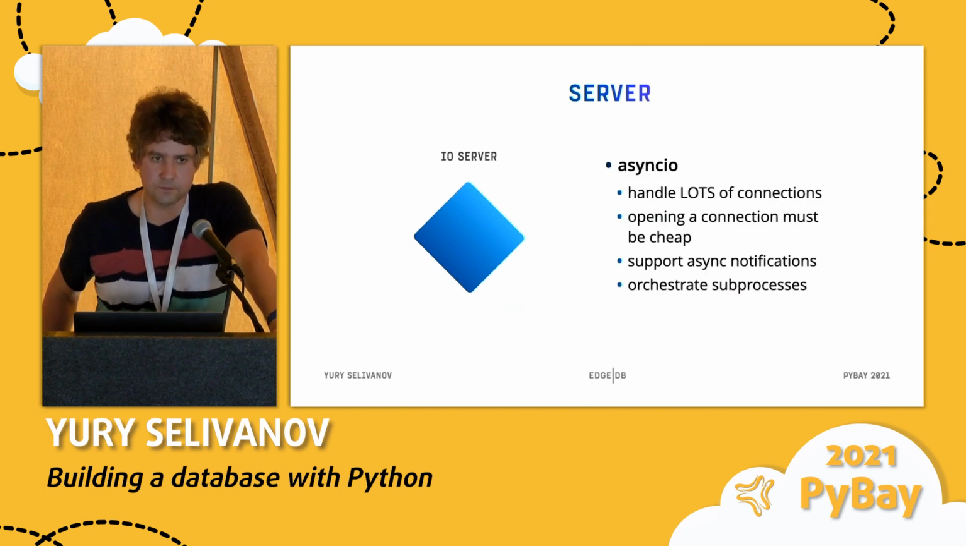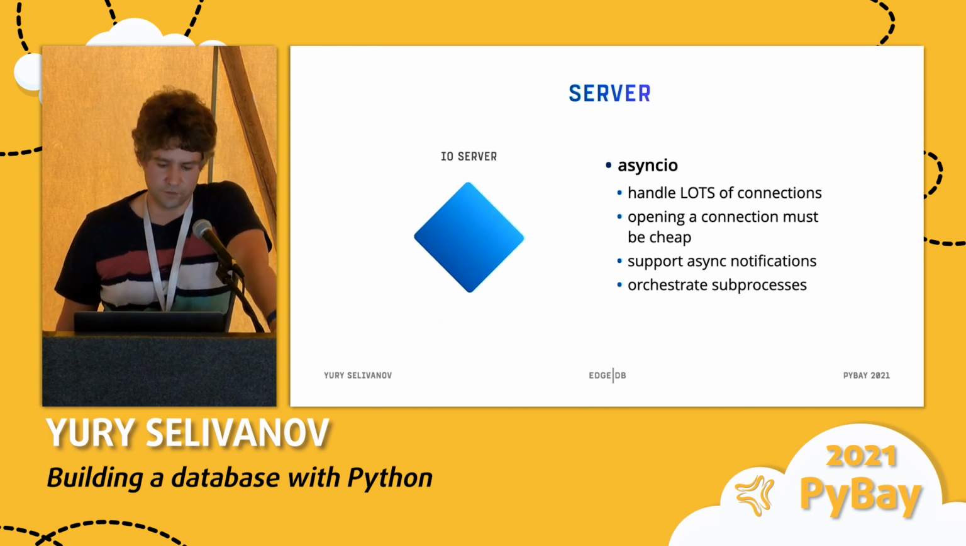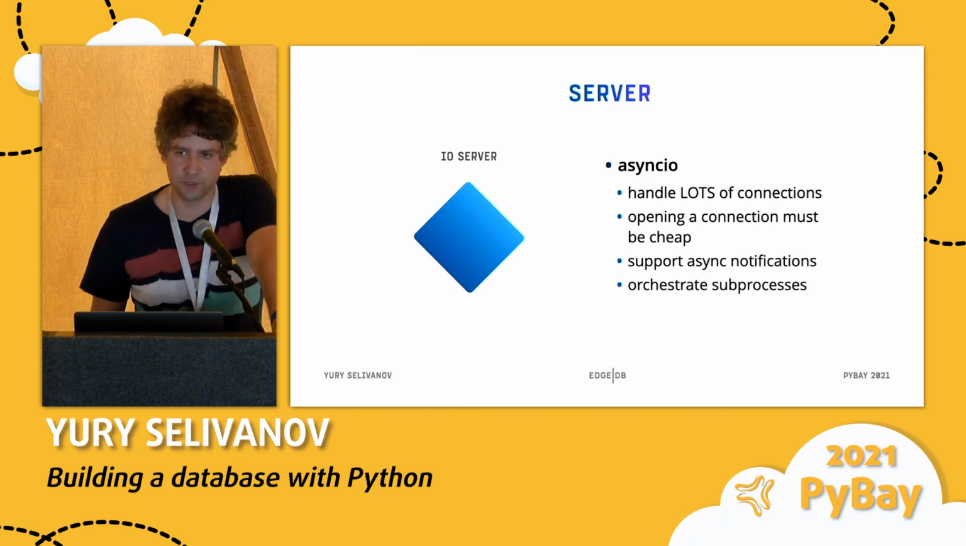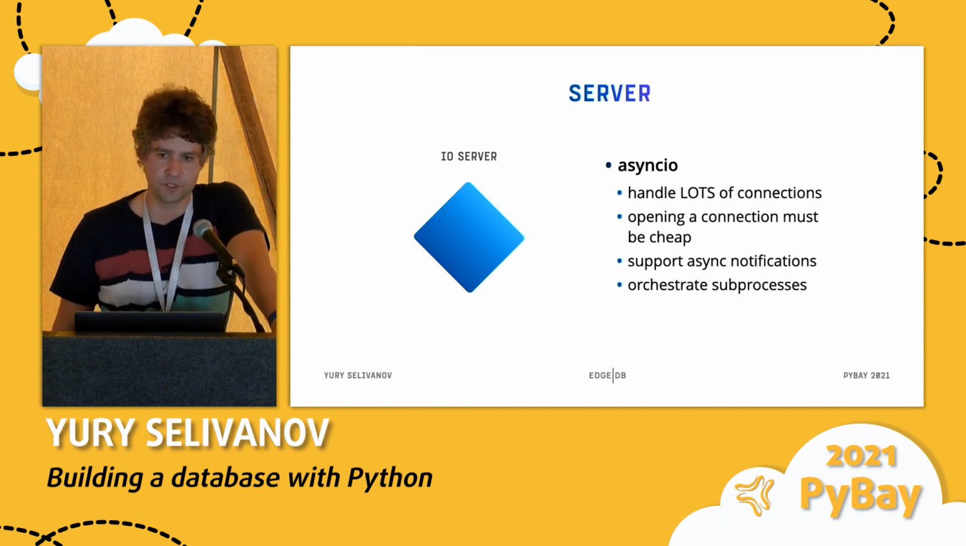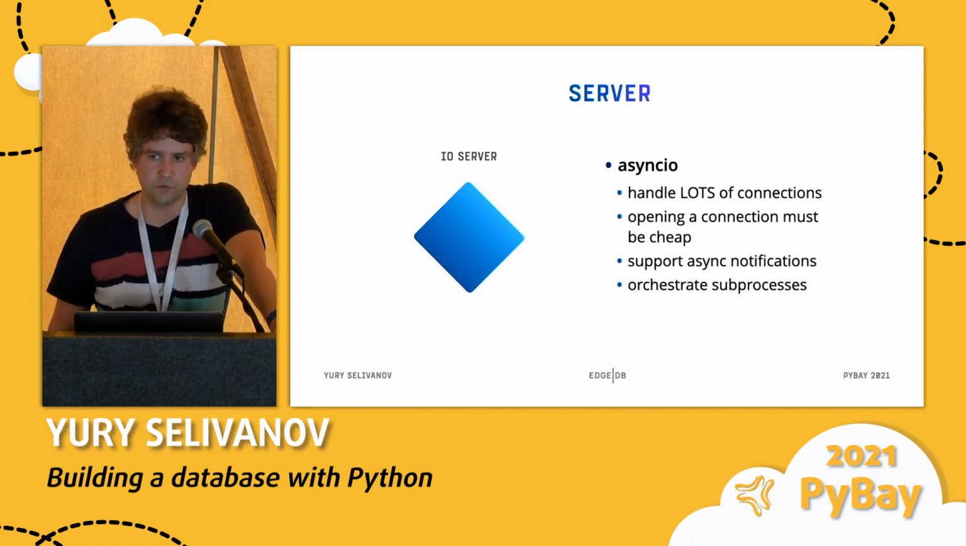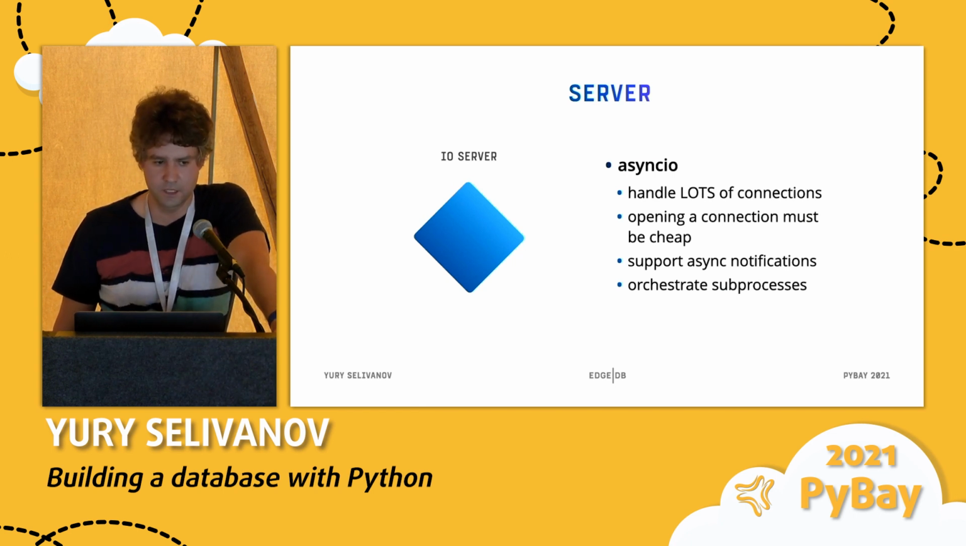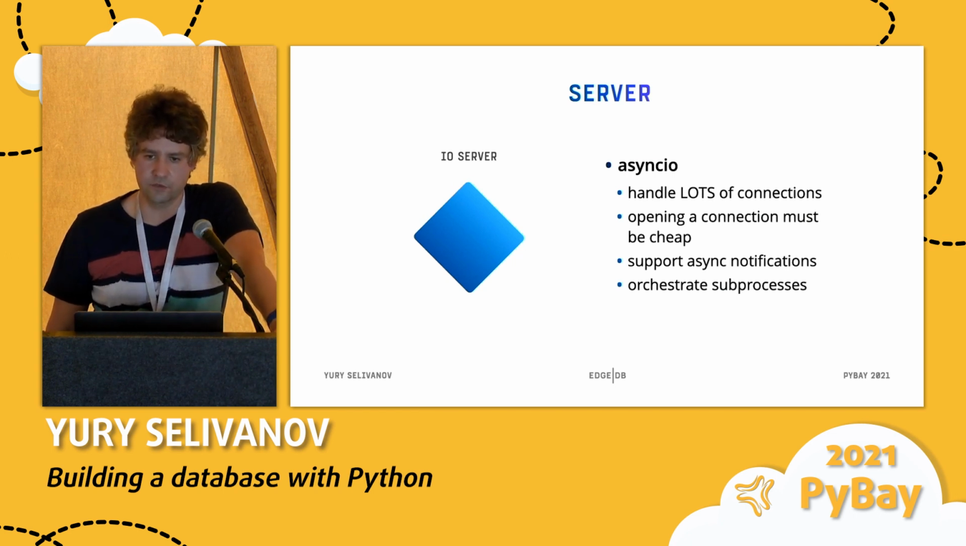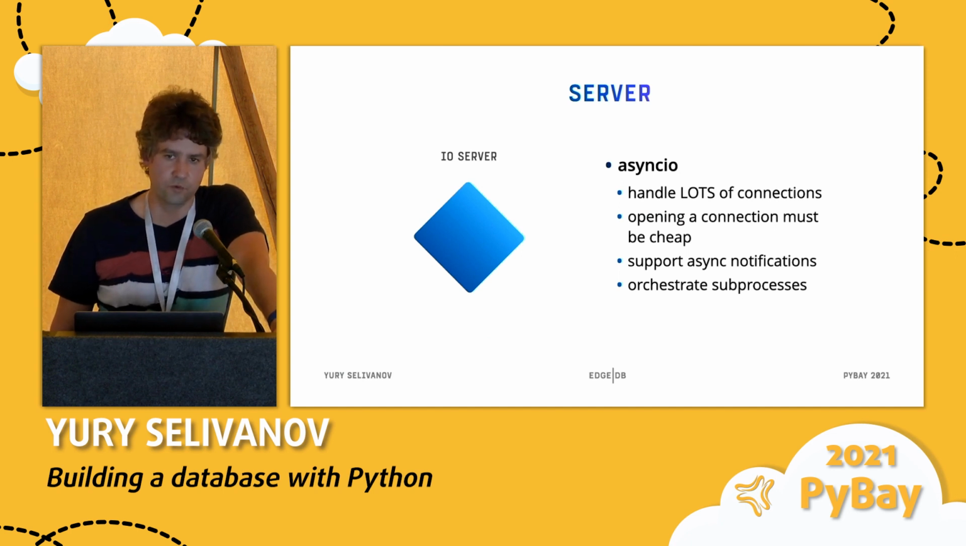So when we started to work on the I/O server, we had some basic requirements. First of all, we wanted to be able to handle a lot of connections concurrently. And second, opening a connection must be cheap in HDB. If you know anything about PostgreSQL architecture, for example, when you connect to PostgreSQL, it usually spawns a process. So connections to Postgres are pretty expensive, and this is why people put things like PG Bouncer or PG Proxy in front of Postgres to create this pool of connections for you.